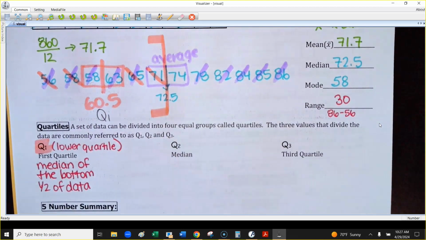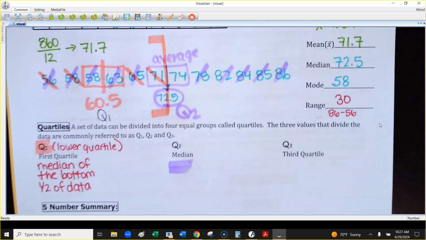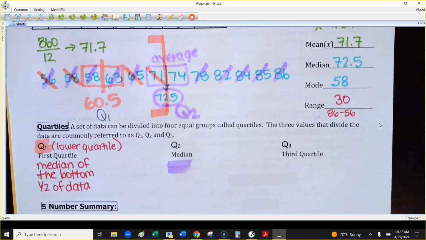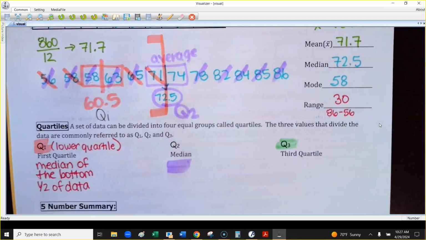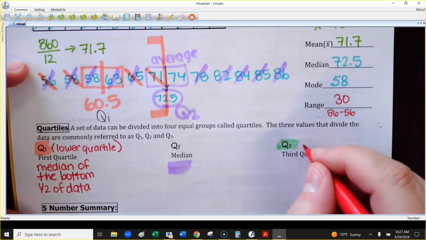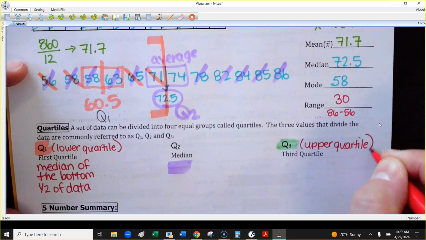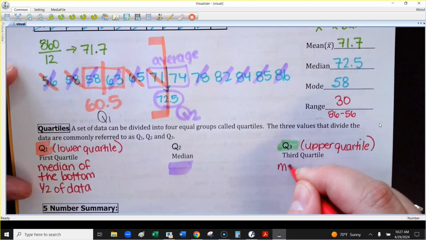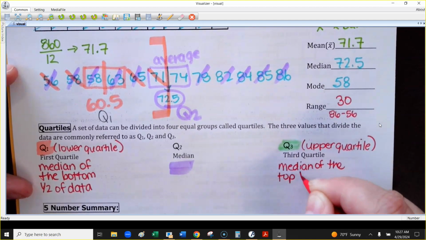Now, Q2 is actually just the median. So we already did that. So for this data set, the 72.5 would also qualify as the second quartile or the median. All right, let me find a different color. All right, now, the third quartile, this one is also called the upper quartile. And it's almost the same exact definition. This is the median of the top half of the data.